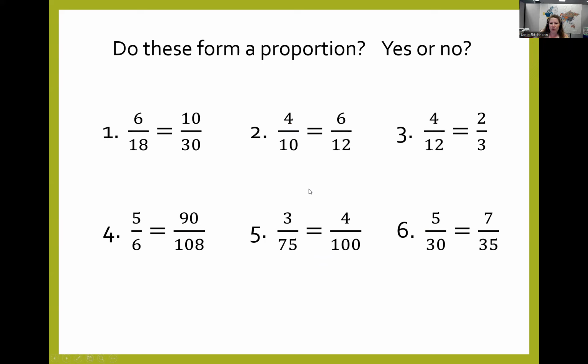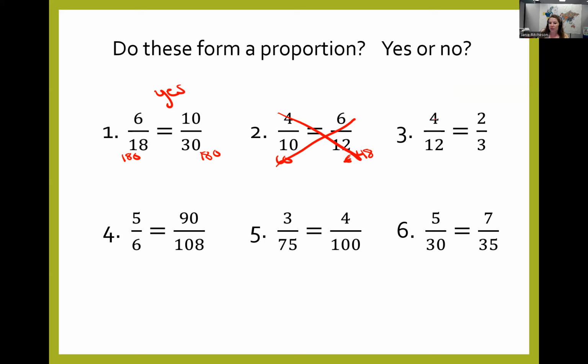All right, so I want you guys to pause the video and tell me if these ratios are in fact proportional. All right, what'd you guys get? I got a yes for the first one because 6 times 30 is 180 and 10 times 18 is 180. The second one, let's see, what is 12 times 4? Is that 60? No, it's not. It's 48. So number 2 is not proportional.